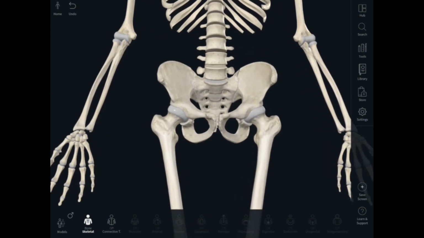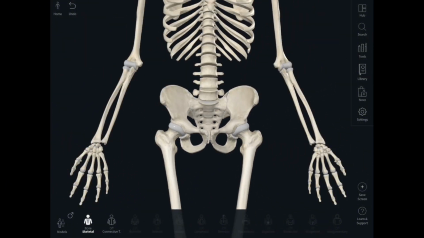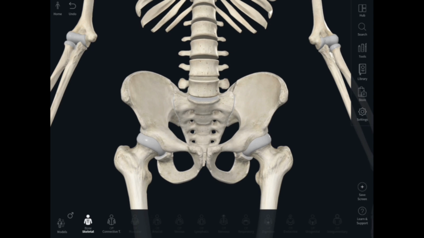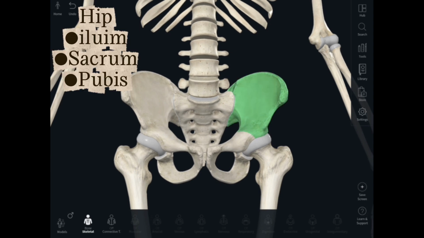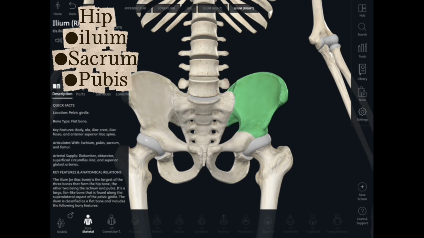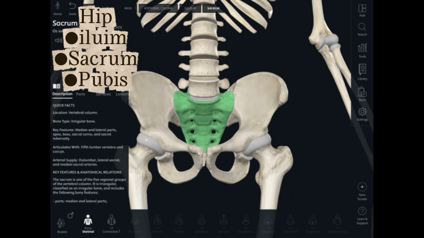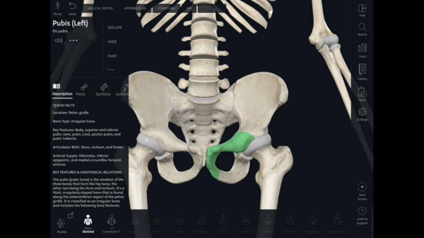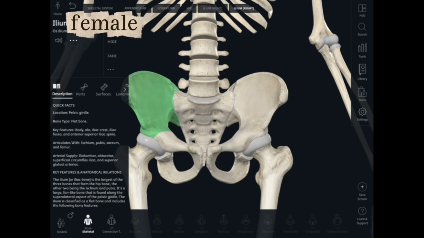Okay, now we're going to talk about the hip. What is the hip and what is the difference between the female hip and the male hip? First, we have 3 parts in the hip: the ilium, the sacrum, and the pubis here. So what is the difference between the female one and the male one?